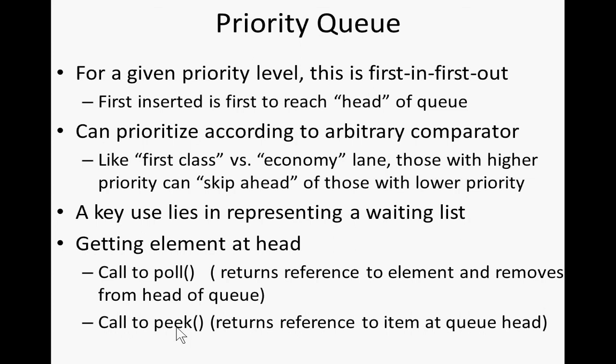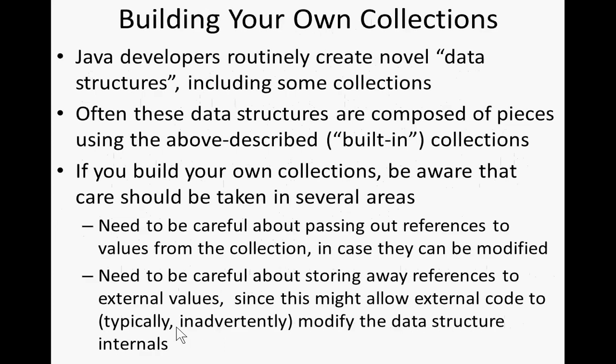So queues are really handy, really handy for showing a list, waiting for something. And they basically do the work for you. You just have to specify a comparator. So there's something called priority queue in Java that keeps track of this for you. Okay, building your own collections.